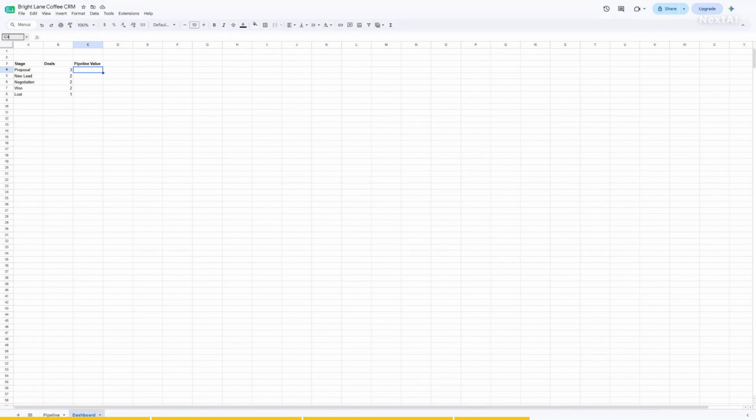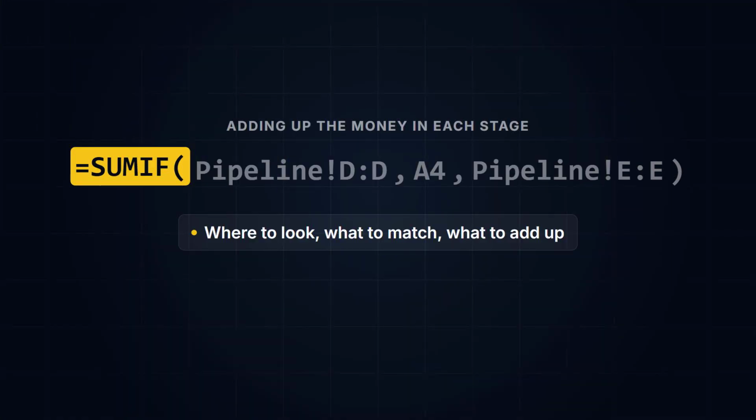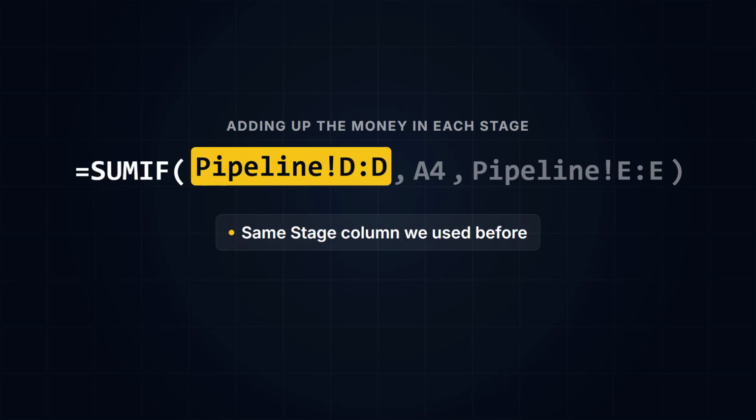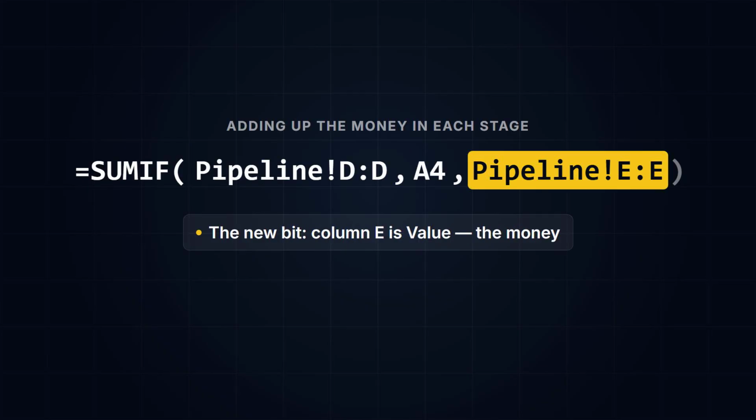Type equals SUMIF, open bracket, Pipeline, exclamation mark, D, comma, A4, comma, then Pipeline, exclamation mark, E, and close bracket. SUMIF needs 3 things: where to look, what to match, and which numbers to actually add up. SUMIF is like sorting receipts into piles by shop, then adding up only one shop's pile.